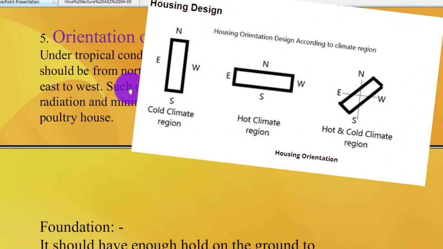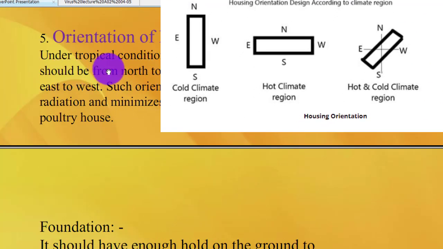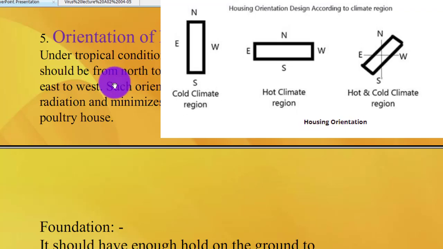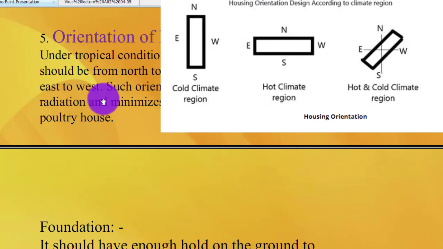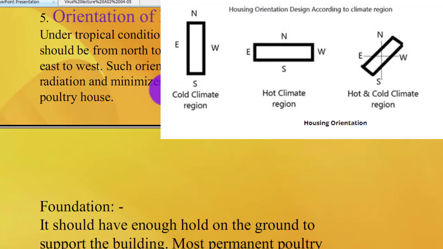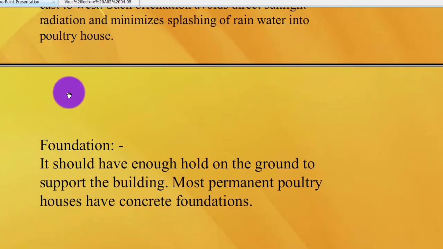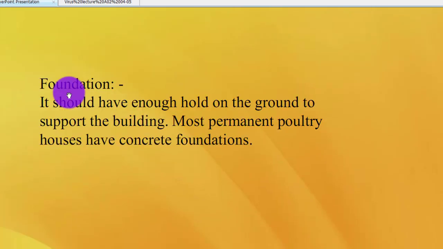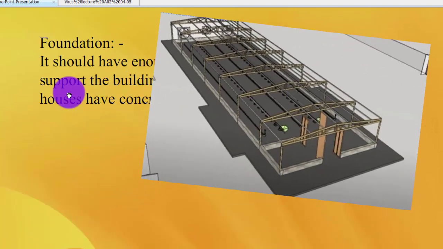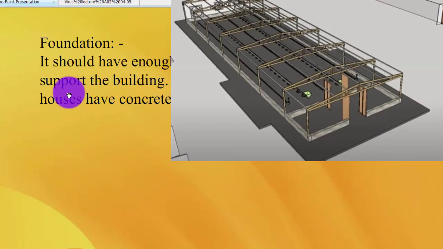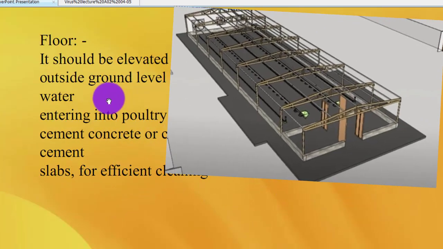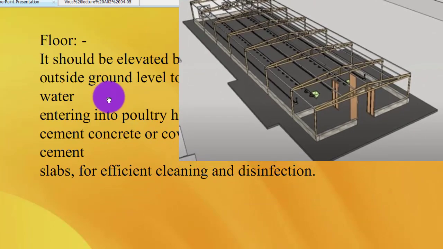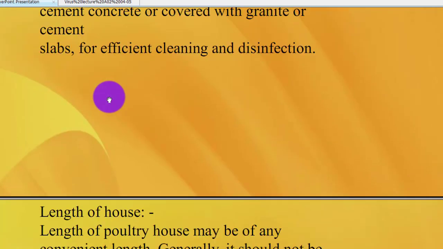Orientation of the house. Under tropical conditions, the width of the poultry house should be from north to south and the length from east to west. Such orientation avoids direct sunlight radiation and minimizes splashing of rain water into the poultry house. The foundation should have enough hold on the ground to support the building. The floor should be elevated by at least 30 cm from outside ground level to prevent seepage and drain water.